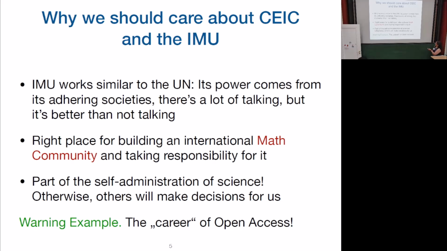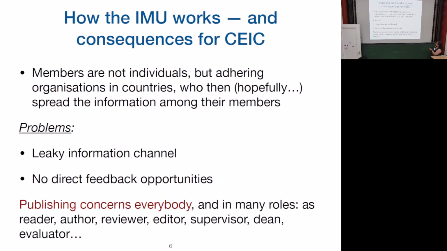So, a consequence: since our members are not individuals but organizations, the IMU typically does not have direct contact with the people involved. That means we always rely on the information getting through to the members via the presidents or secretaries of the national organizations, and this is a leaky information channel, right?